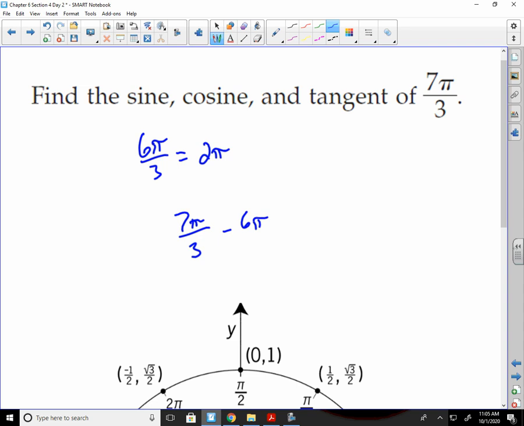Now, in the time that it takes me to write this out, Gloria, you should be able to come up with the answer. 7 minus 6 is 1. Very good, Glow. I don't know why I pick on you all the time. Just because you're such a great student.